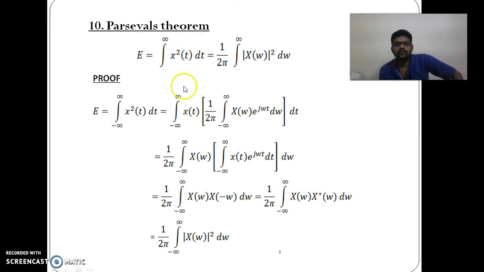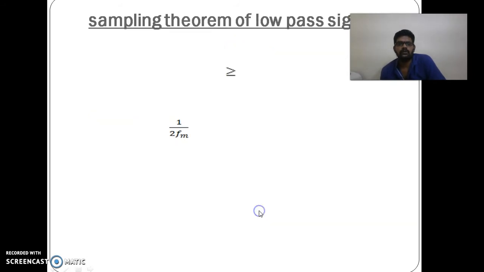Let us suppose x of t is a complex function, then X of minus omega is the complex conjugate function. So it becomes mod of X of omega square d omega. So this is what is your Parseval's relation. This is an important relation.